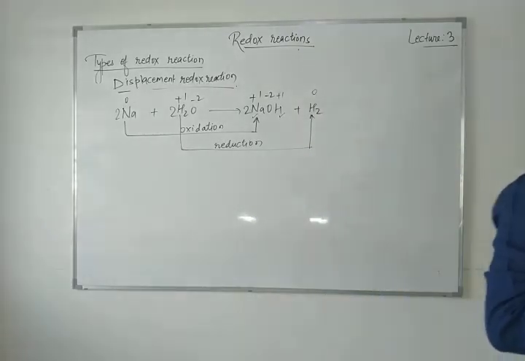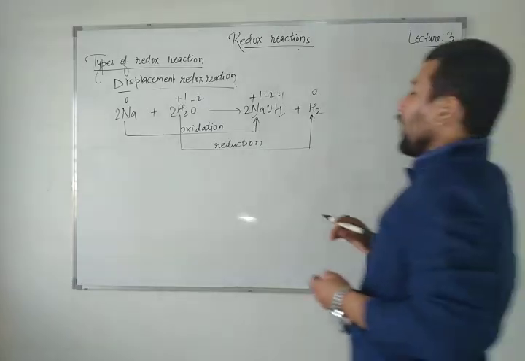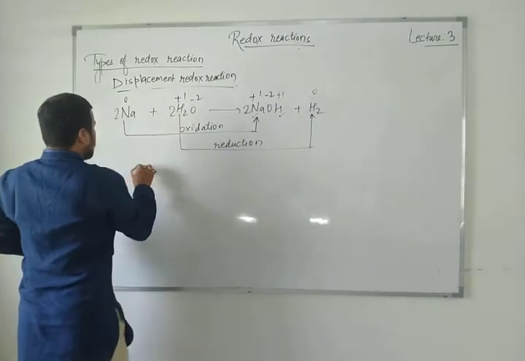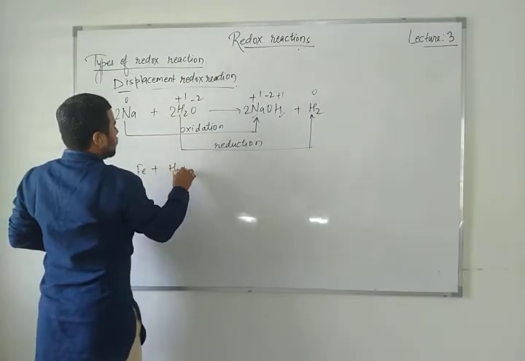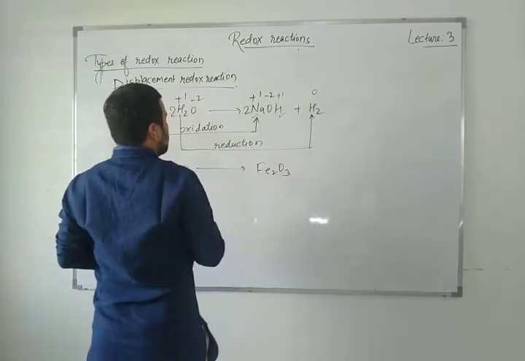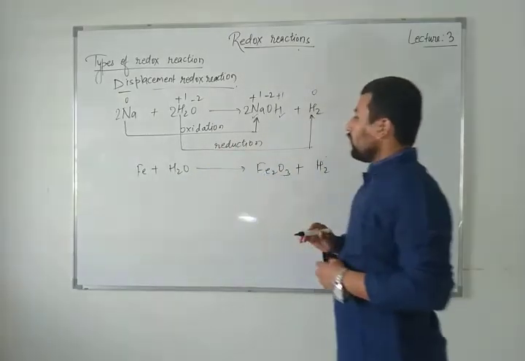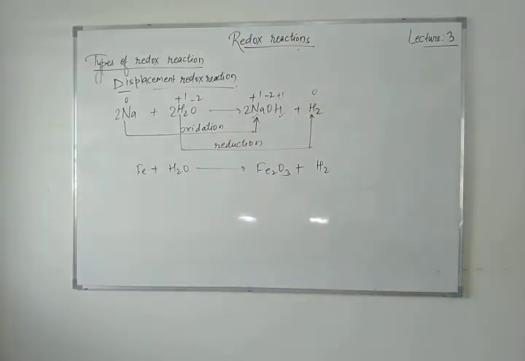Same here: calcium plus water gives calcium hydroxide plus hydrogen, right? One more reaction I would like to take: iron plus water. You know, corrosion. Iron plus water: Fe plus H2O gives Fe2O3 plus H2. This reaction, can you balance it? Yes or no? Definitely you can balance.